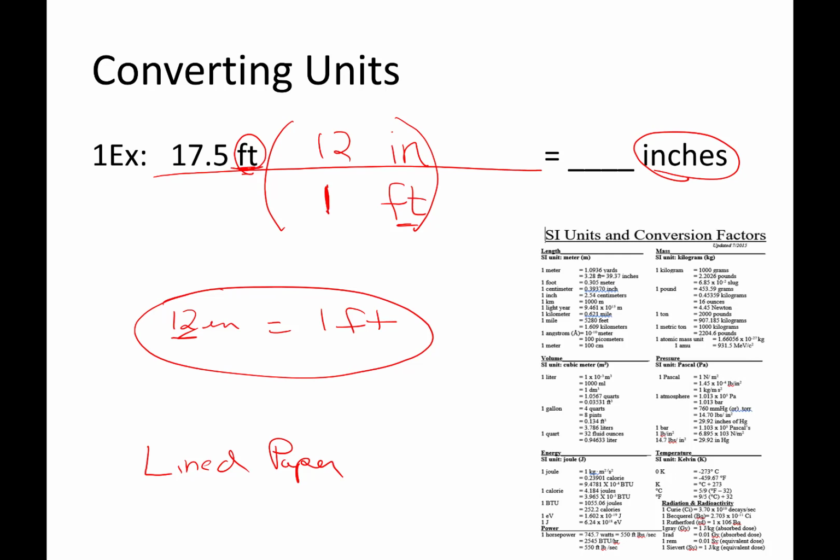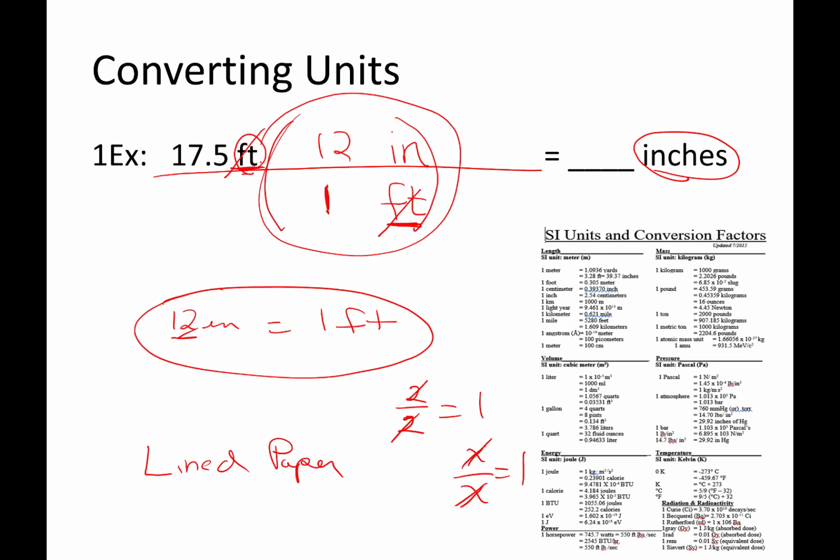If I have feet divided by feet, that's exactly the same as saying 2 divided by 2 or x divided by x. Anything divided by itself is going to equal 1, and multiplying by 1 doesn't change the overall value of something. So I can divide feet by feet. It's not going to hurt anything. And then let the TIE fighter tell me if I have to multiply or divide.